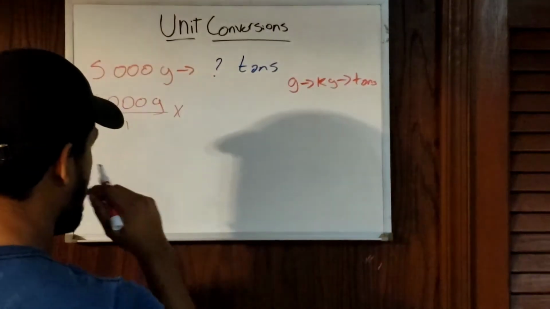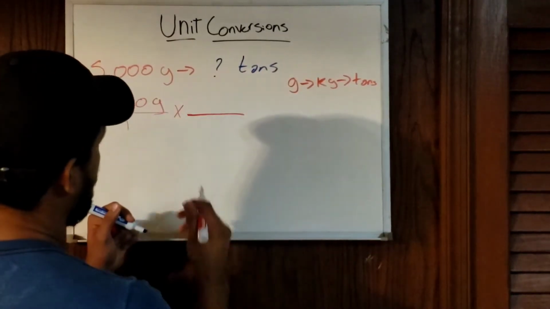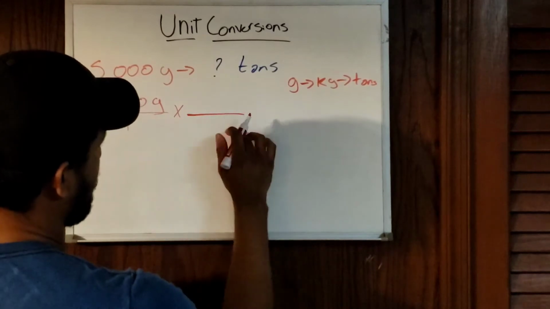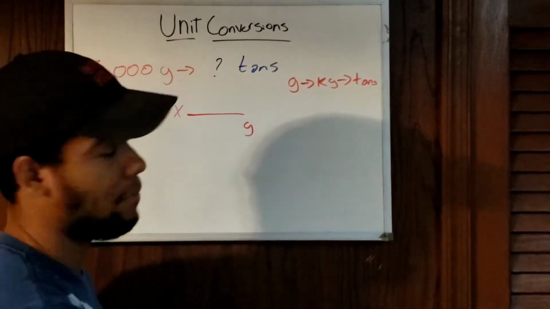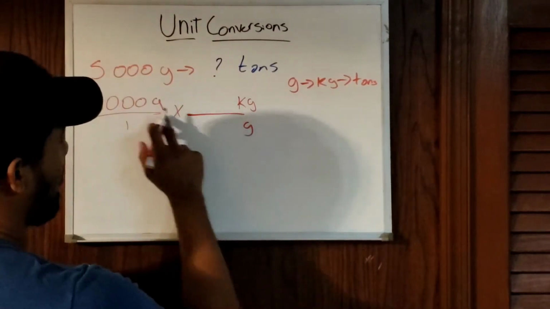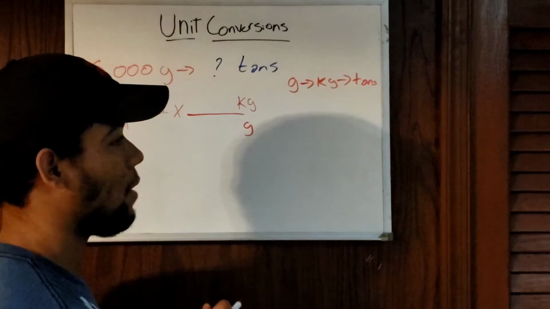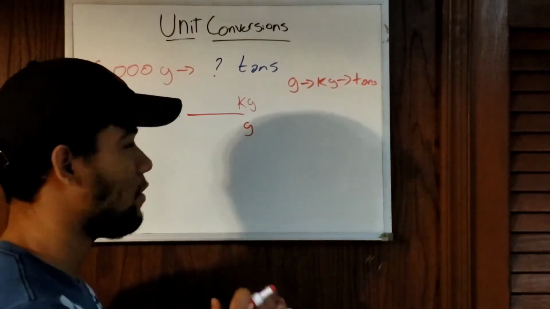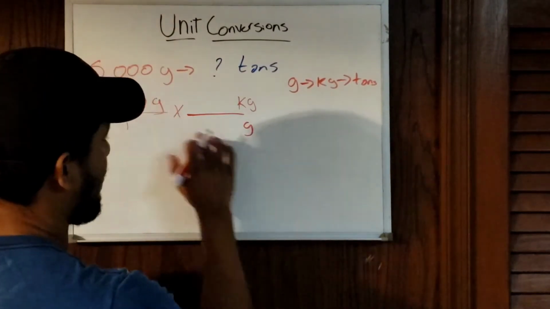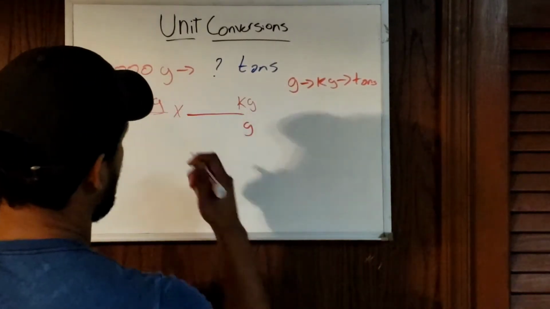So I know that if we're converting from grams to kilograms, we're going to want to put our grams at the bottom and our kilograms at the top, like that. So that way, when we multiply, our units cancel out. Your units should always cancel out. If you have doubts about a problem, make sure your units are canceling out, and you're always left at the end with the unit that you actually want, right?